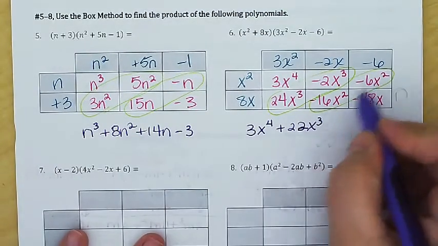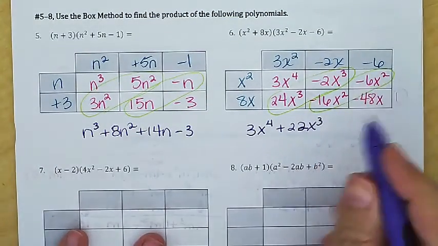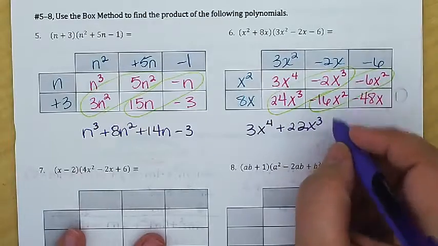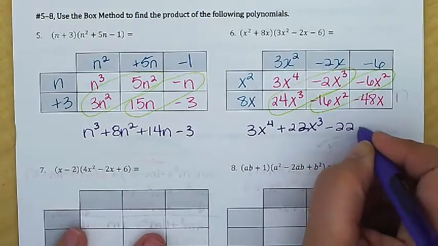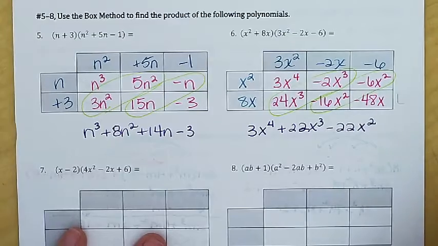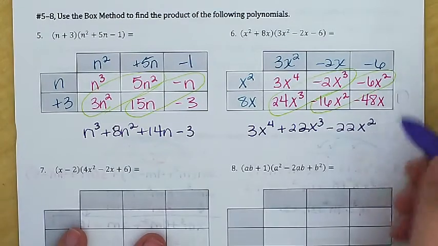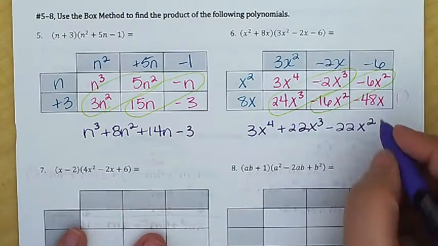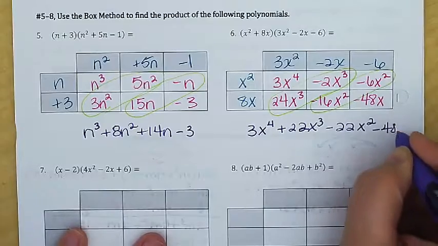Okay, and then my x to the 2nd, same thing. I combine my coefficients and the type of term stays the same. So this is a negative 22x to the 2nd. And then last but not least, this guy has no other x terms to combine with, so it stays.